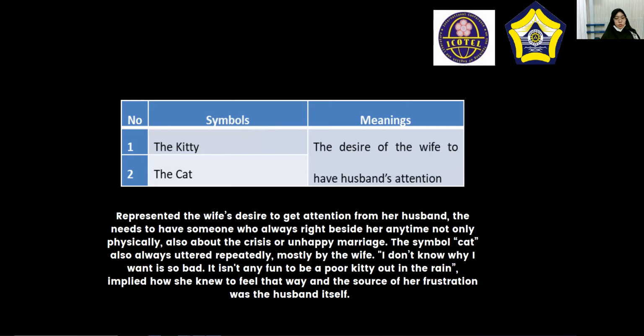Also about the crisis or unhappy marriage, the symbol cat was uttered repeatedly, mostly by the wife. For instance, I don't know why I want it so bad. It isn't any fun to be the poor kitty out in the rain. It's like she is indirectly or implicitly saying that it is not fun to be the kitty. The kitty itself is herself, and she felt that way, and the source of her frustration was the husband.